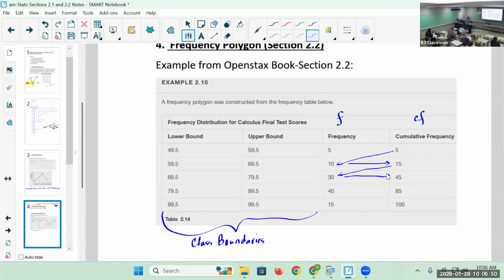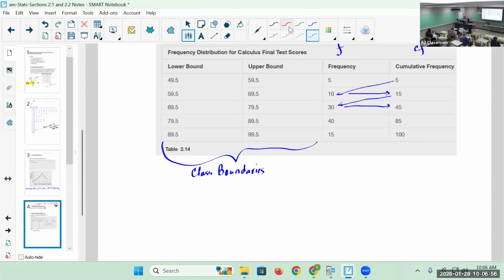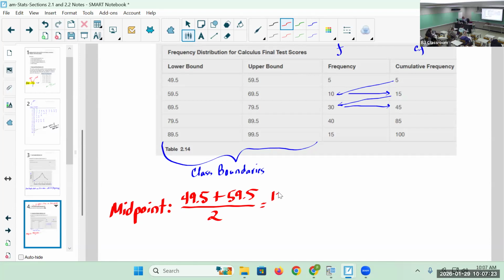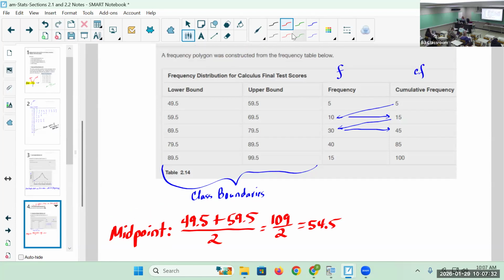But a frequency polygon relies on the midpoints. So I'm going to need to calculate the midpoints here. So I'm going to start out with the first class, and I'm going to calculate the midpoint. And that is 49.5, that's the lower bound or lower limit, plus the upper bound or upper limit of 59.5, divided by 2. So that gives me exactly 109 divided by 2 is 54.5. And now here, I'm going to start putting the midpoint.